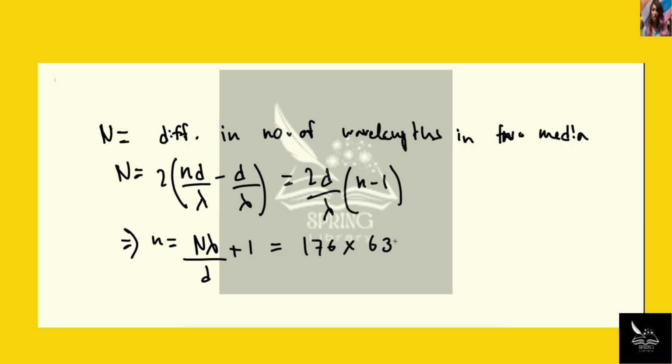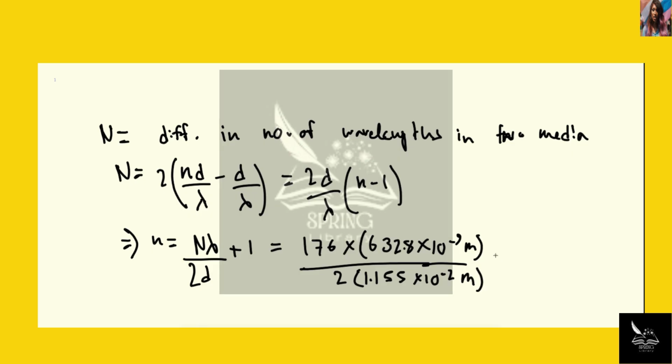Lambda is 632.8 times 10 to the negative 9 meters, 632.8 nanometers, over d, the length of the cavity. Whoops, there'll be a 2 over here. So there'll be 2 times the length of the cavity, which is 1.155 centimeters, so 1.155 times 10 to the negative 2 meters, plus 1, and this gives us 1.00482 for the refractive index.